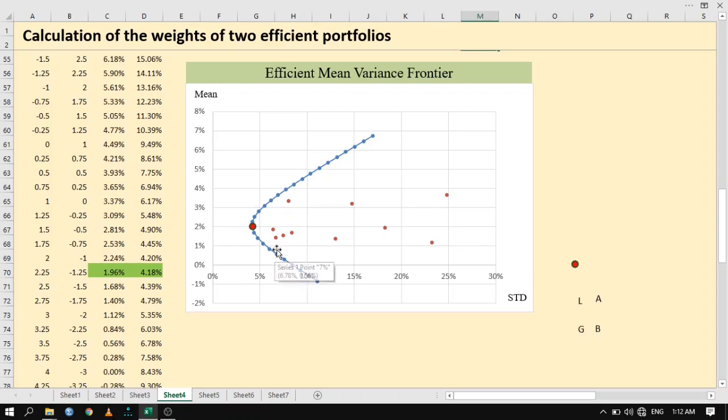But if you just go to the portfolio right above that, it will give you a return of 3.37 for just about the same risk, 6.17. See here, 6.78, here 6.94. For just about the same amount of risk, you get a massive increase in your return.